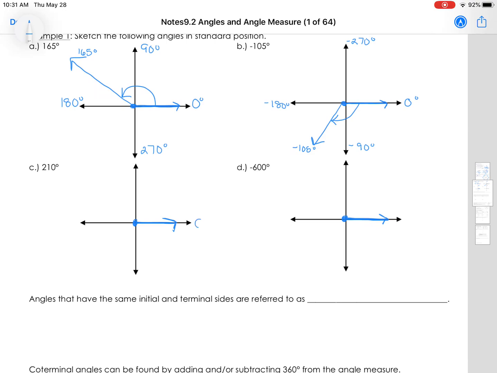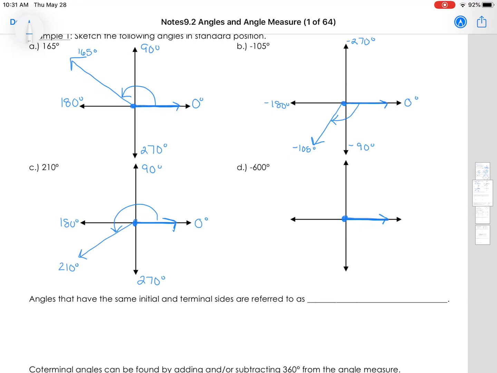All right, 270, it's positive. So we're going counterclockwise. So we label all our axes. And then 210 falls between 180 and 270. So that's going to put me somewhere in quadrant number 3. And then it's positive, which means I need to draw my arrow in the counterclockwise direction.